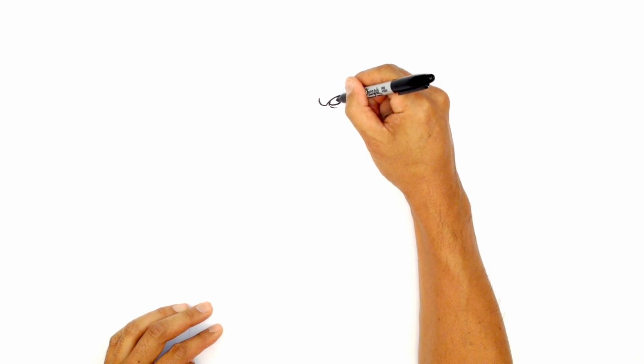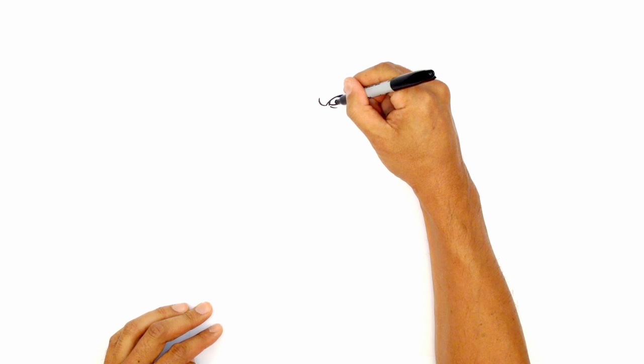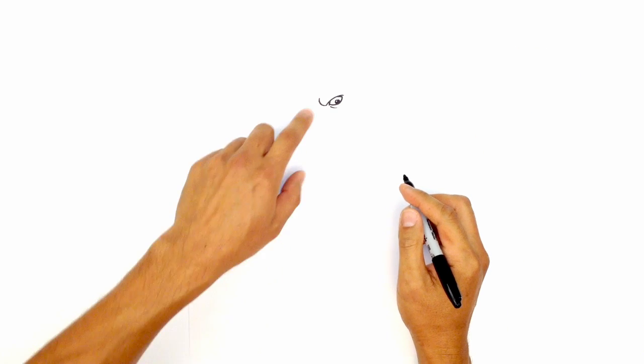Let's draw in the iris and pupil. So right here, just right of center, I'm just going to draw a small circle. And we're just going to draw a little highlight circle on the top left of that iris. And then just color the bottom in black. Let's go ahead and draw on the nose.